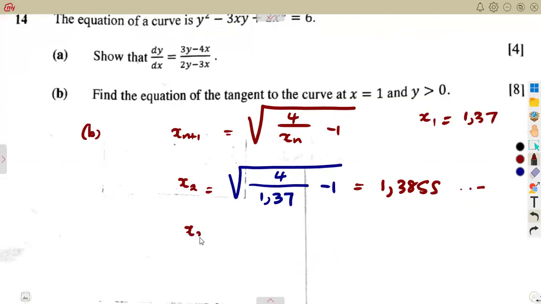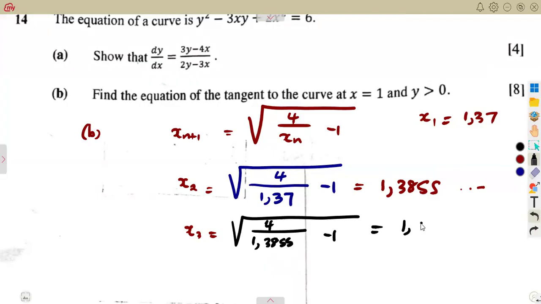You do the same thing for x3, so you substitute this value in place of x, just like what we had. So this time it will be the square root of 4 over that value that you're given, 1,3855 minus 1 and so on. So you're going to obtain 1,3737 and so on. All right. You do the same thing, you substitute that here. So you're going to obtain x4 and so on, which was going to be 1,3827.